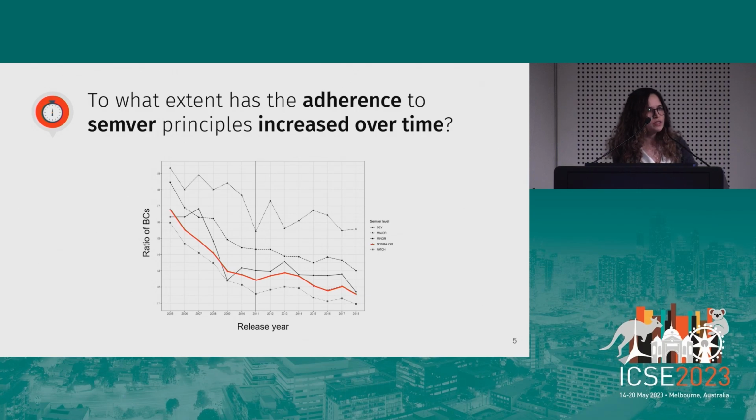The second question was related to how these principles have been applied over time. And what we notice is that in general, breaking changes are less and less introduced. But please notice the red line here, which represents the non-major upgrades introducing breaking changes. This one is dramatically going down. And this shows us that in practice, as developers, we are trying our best to adhere to these principles.